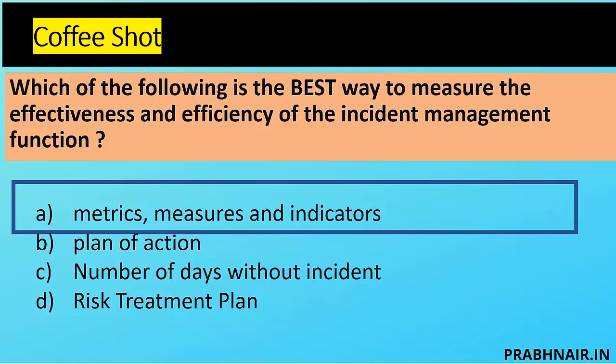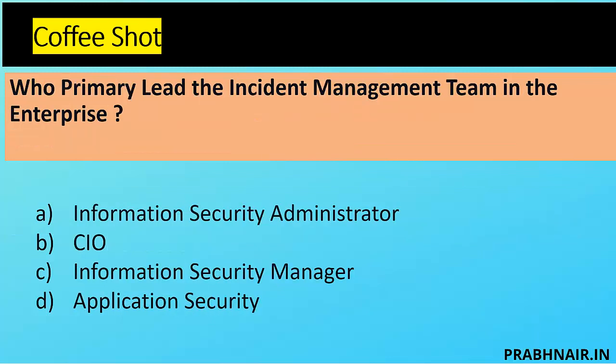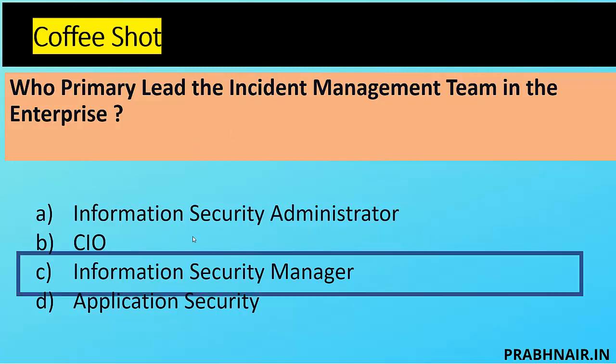It's a very good question. Who primarily leads the incident management team in the enterprise? See, the information security administrator is not the one, because the role is operational. The CIO is accountable for overall information security, accountable for the information system, so definitely he doesn't lead. Application security comes under his part. The only person left in these options is the information security manager. So the incident management team directly reports to the information security manager.